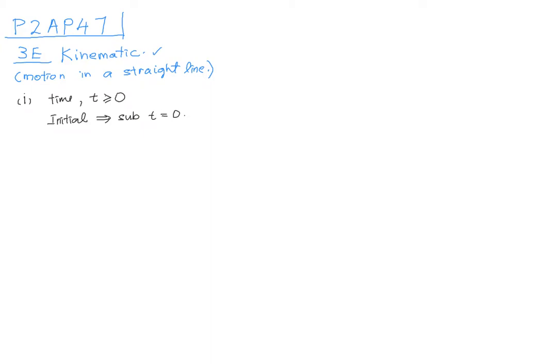If I have a question with the word when, that means you are supposed to find time, T. So you look at the question. This is the first variable that you have to know when you learn kinematics. The second variable that you have to know is called displacement.